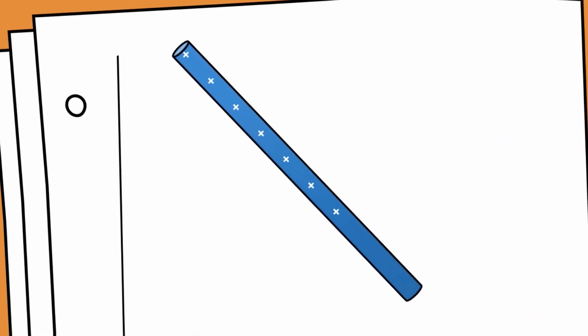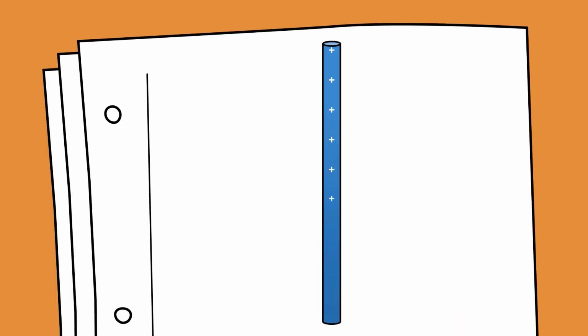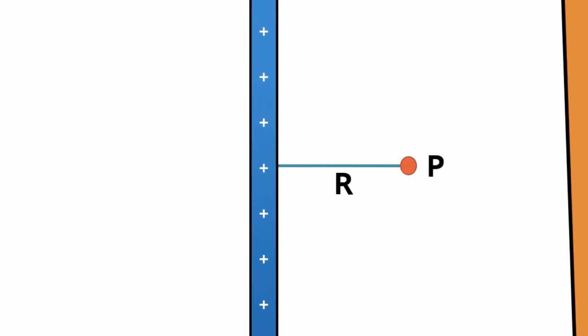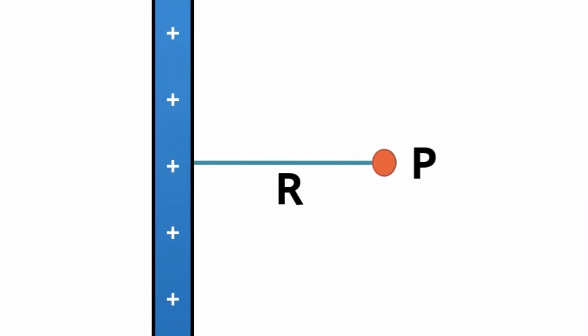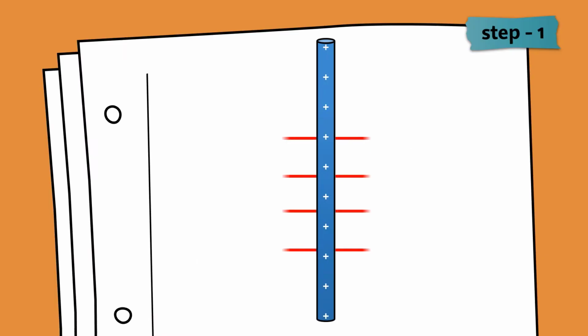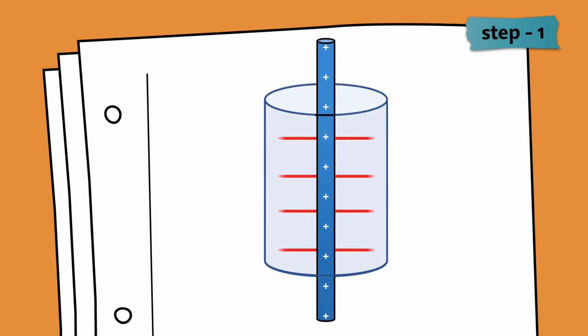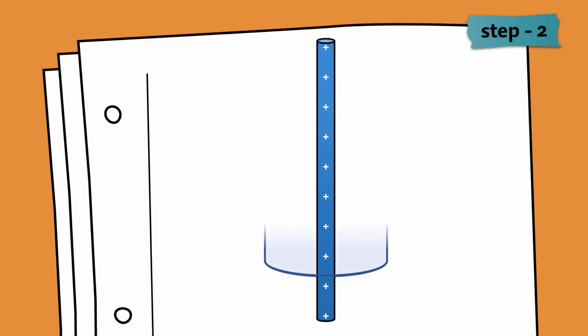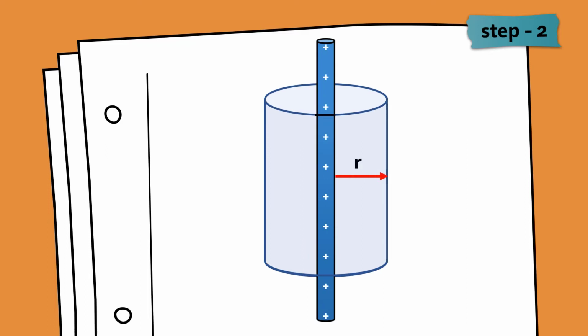Electric field due to an infinitely long charged wire. Consider an infinitely long straight wire having uniform linear charge density lambda. Let P be a point located at a perpendicular distance r from the wire. The electric field at the point P can be found out using Gauss law. For an infinitely long charged wire, the best symmetrical closed surface is a cylinder. Therefore, the correct Gaussian surface is a cylinder with radius small r and length capital L.